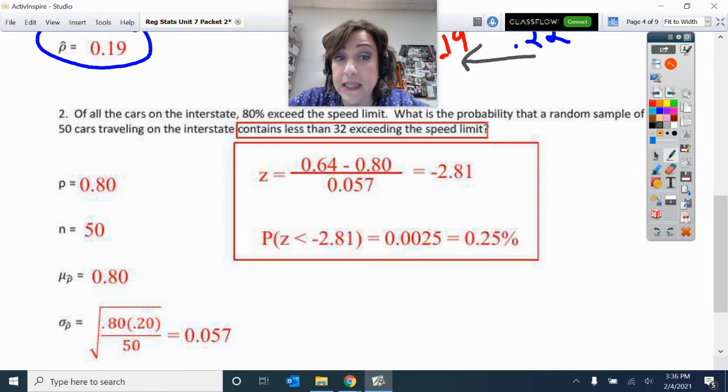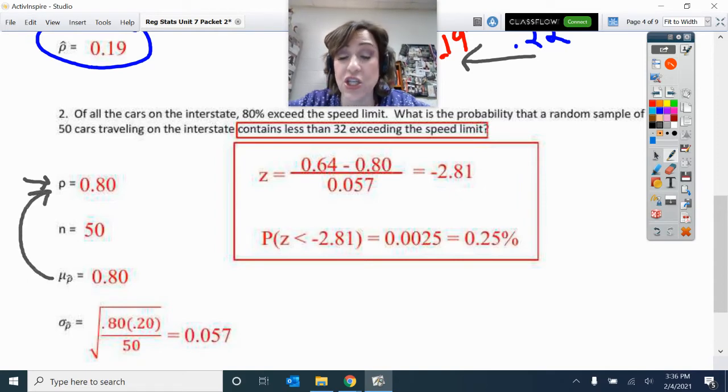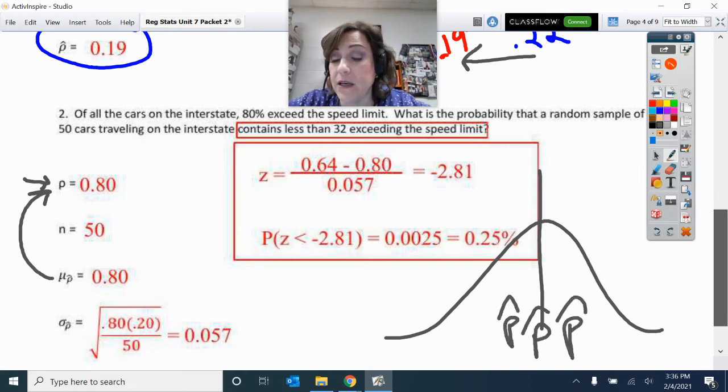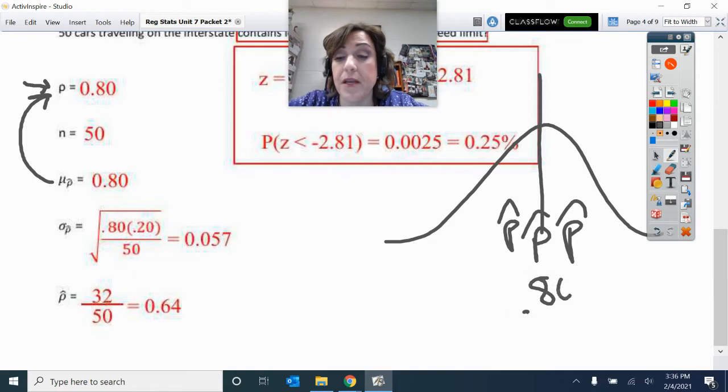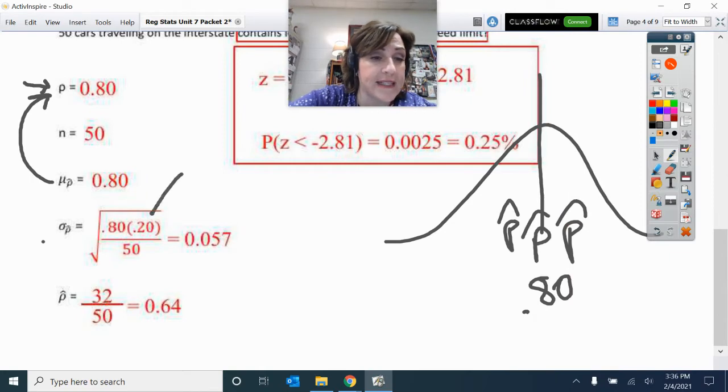Now, currently, the claim is that 80% of the vehicles on the highway exceed the speed limit. So that's the p, the population claim. If that's true, then all of our samples would be centered at, so the mean of all of our p hats would be centered at 0.80. Then we get our standard deviation here, 0.80 times 1 minus 0.80 over n.